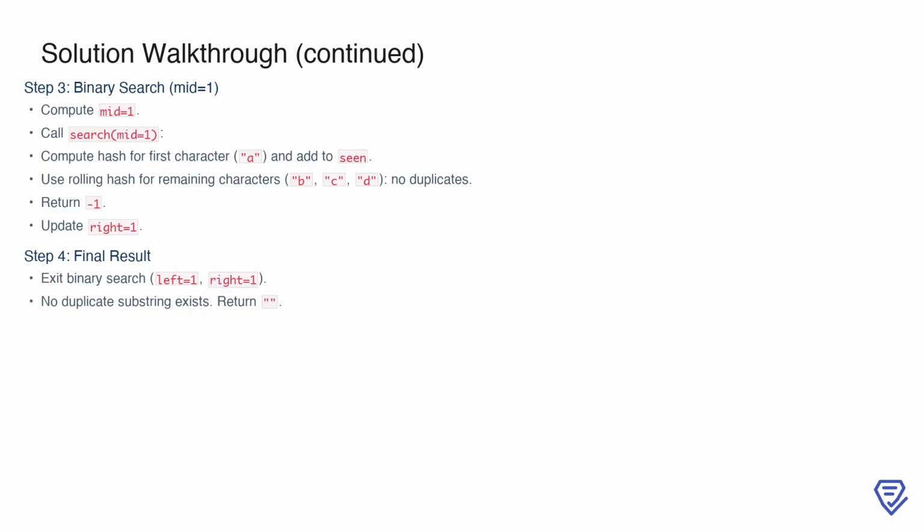The binary search bounds are updated by setting right to 1. At this point, the binary search terminates, and since no duplicates were found throughout the process, the function returns an empty string as the result.